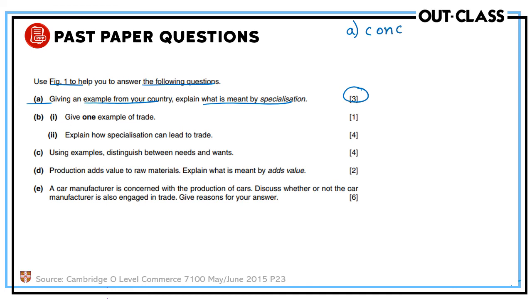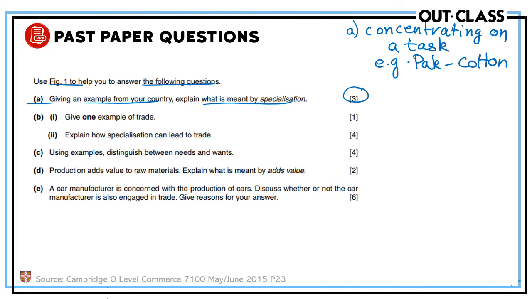So again, we're going to write the definition of specialization, that is concentrating on a particular task or a process, or by doing the same task again you become an expert. And because specialization can take place in an occupation, factory, or a region, or a country, and as they've asked you for example of your country, I'll be giving example of Pakistan. You can give example in whichever country you are. Pakistan basically is specializing in agricultural produce, so I give an example of cotton.